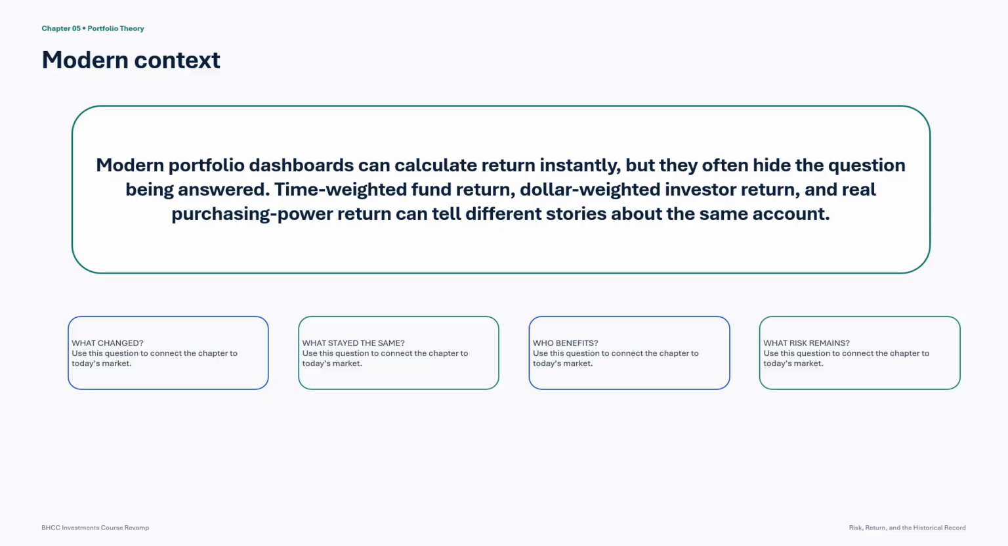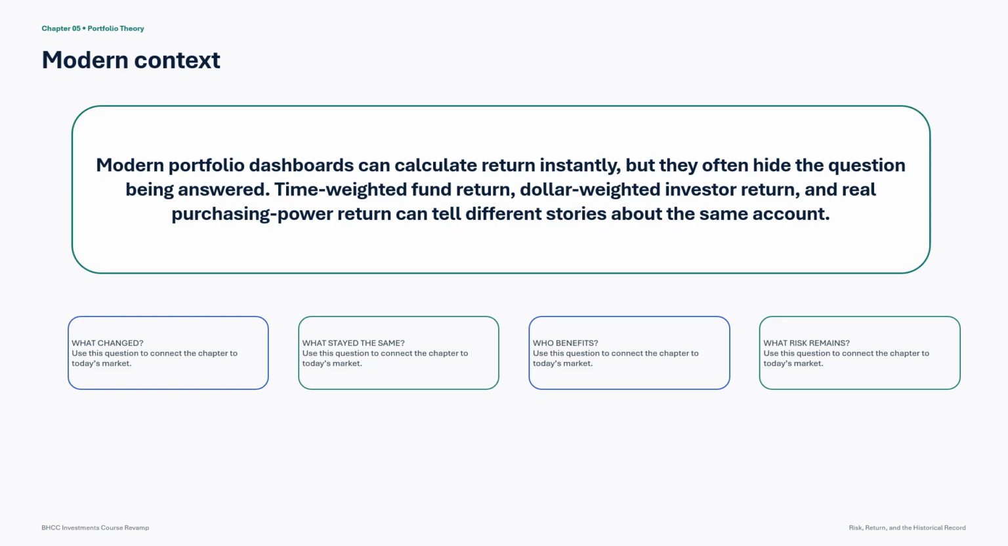An app can display a perfect geometric return while the investor earns less because money arrived after strong performance and left during a drawdown. Who benefits? Investors receive better access and more information. Advisors and platforms can monitor accounts more efficiently, but more frequent information can also encourage more frequent reactions. A daily performance chart is useful data, and for some people, a small anxiety machine. What risk remains? The biggest risk is assuming that the dashboard's number is the only relevant number.